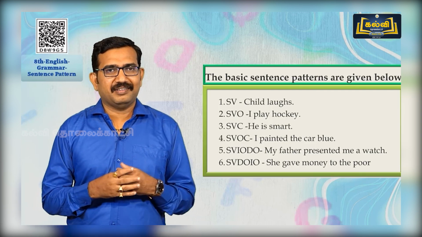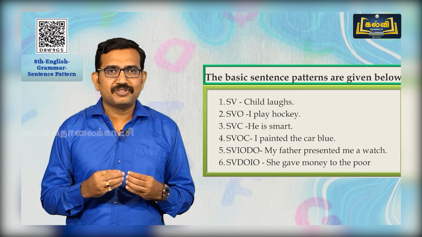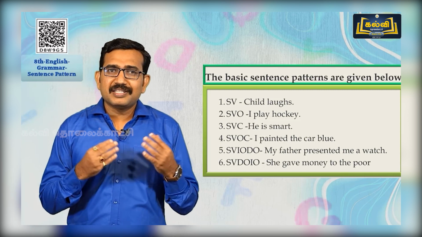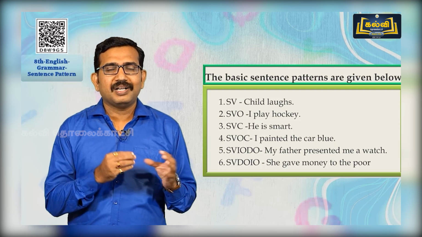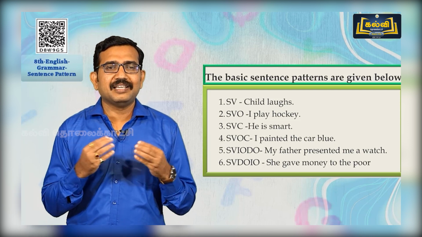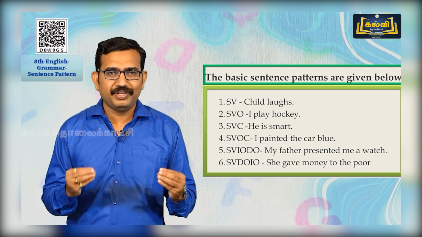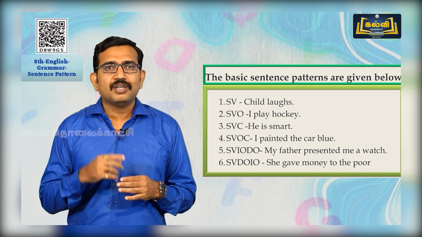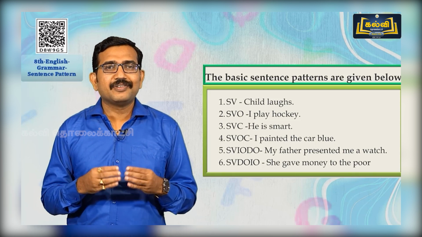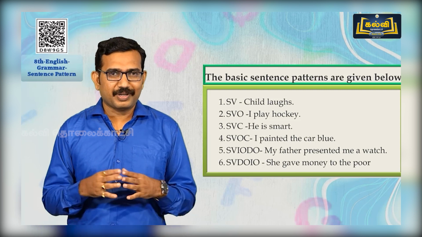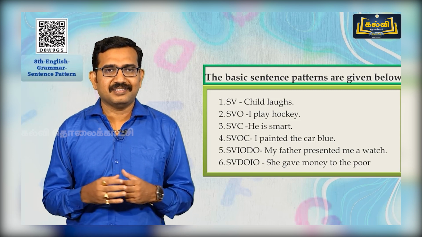So let us check the basic sentence patterns, of which there are 8. SV is the first, simplest pattern. Here we have the example, child laughs. You can frame so many sentences: take a noun and add a verb. This gives you the sentence pattern SV. I talk, you play, he works. Like that, you can frame as many sentences as you can using this SV pattern.